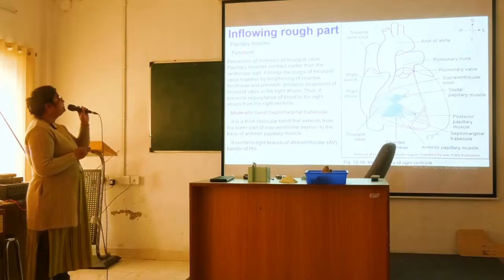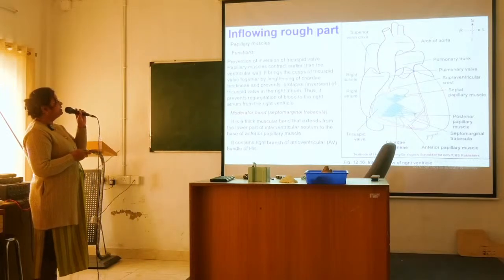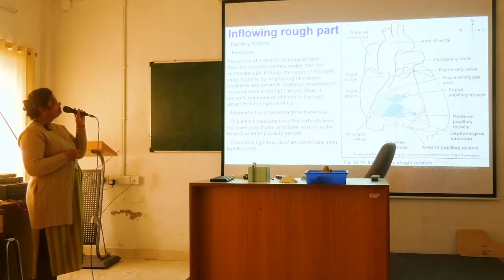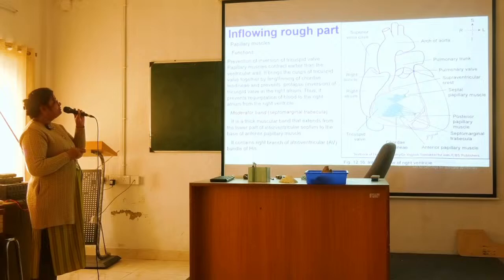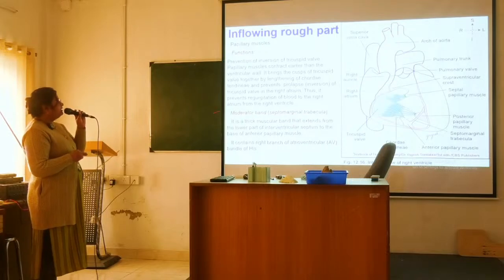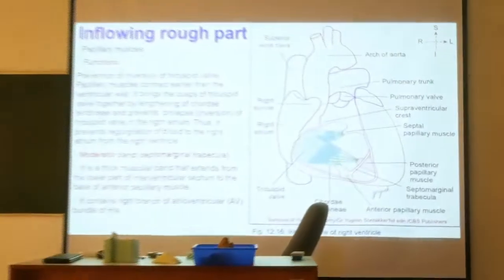What are the functions of these papillary muscles? Prevention of inversion of tricuspid valve. Papillary muscle contract earlier than the ventricular wall. It brings the cusps of the tricuspid valve together by lengthening of chordae tendineae and prevents prolapse or inversion of tricuspid valve into the right atrium, and thus it prevents regurgitation of blood to the right atrium from right ventricle.